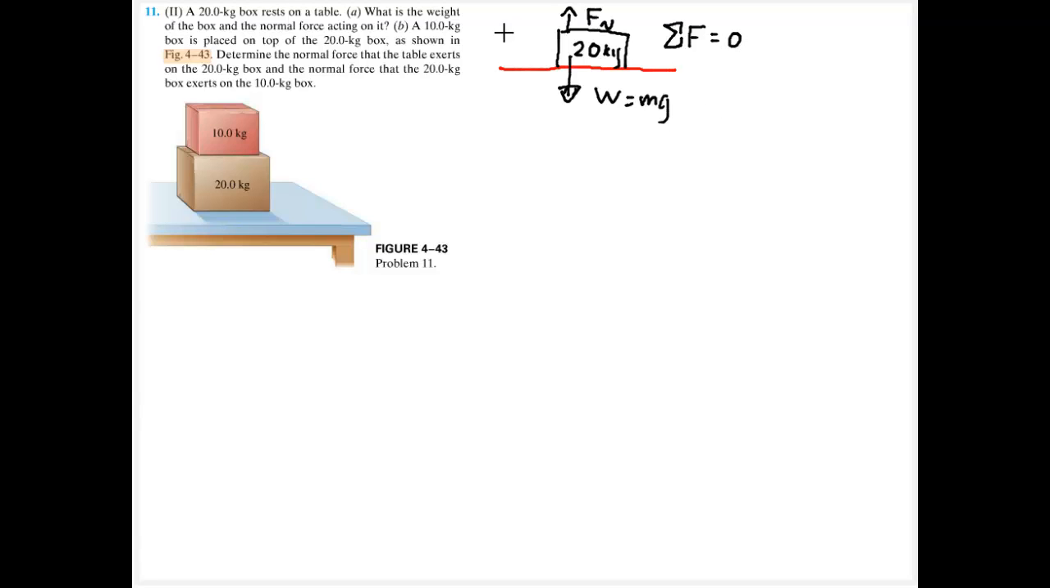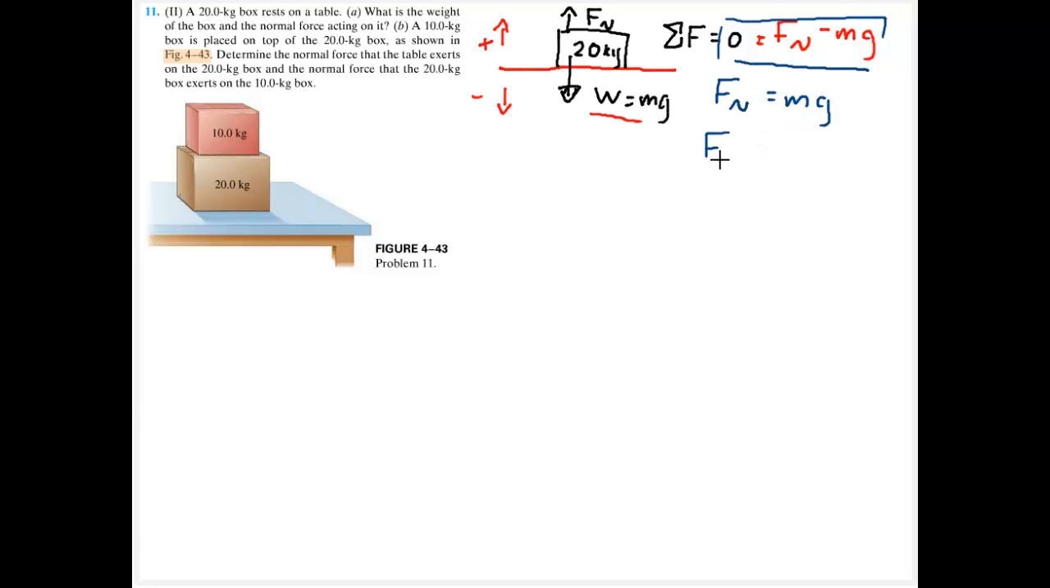I'm going to call up my positive, so my normal force is going to be in the positive direction. My weight is in the downwards direction, so that's in the negative direction. So I'm going to subtract off mass and gravity. I can now add mass and gravity to both sides of this equation and say that the normal force must be equal to mass times gravity. So the normal force is going to be equal to 20 kilograms multiplied by gravity, 9.8 meters per second squared. I'm going to end up with my normal force being equal to 196 newtons. So that's part A.